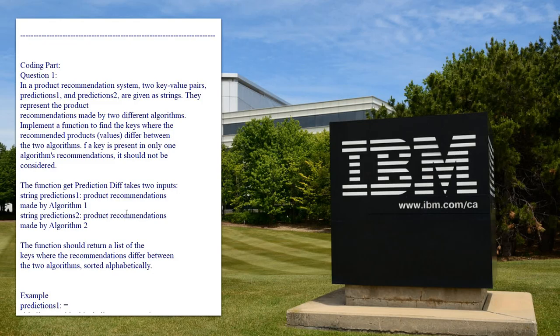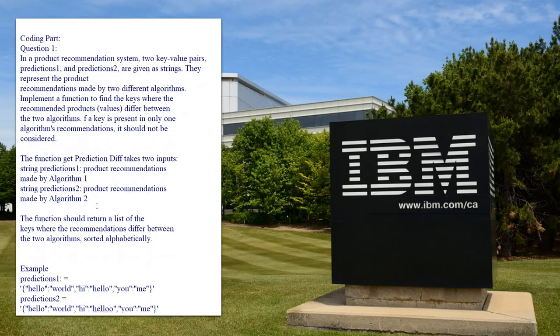Your task is to implement the function and find the keys where the products, or the values, differ between the two algorithms. There will be two strings, prediction 1 and prediction 2, and both strings will have key-value pairs. You compare both strings, find which value is different from the other for a key, and print that value. The output is the different or distinct value out of each key-value pair.